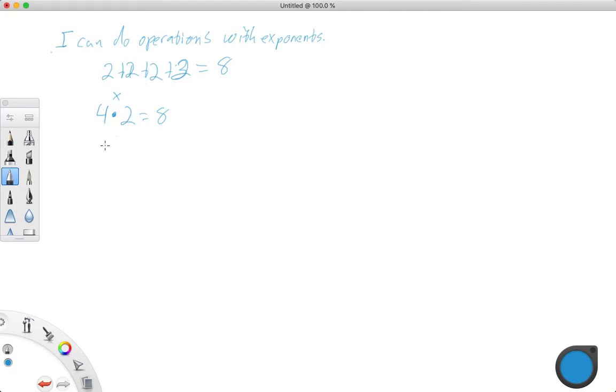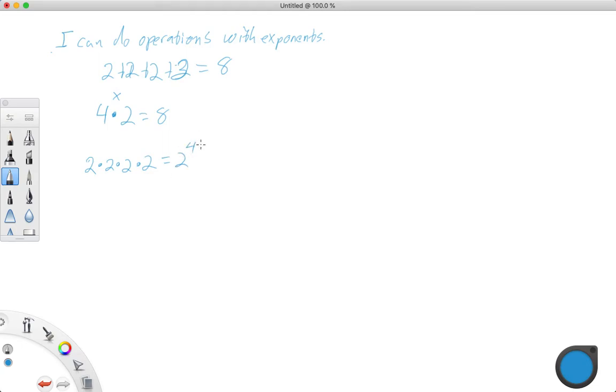What if we wanted to do something a little bit different? What if instead of adding 2 over and over and over again, we wanted to multiply 2 over and over and over again? So 2 times 2 times 2 times 2. Well, we also have a way of writing this. This is what we call 2 to the 4th power. And that's just what it means.